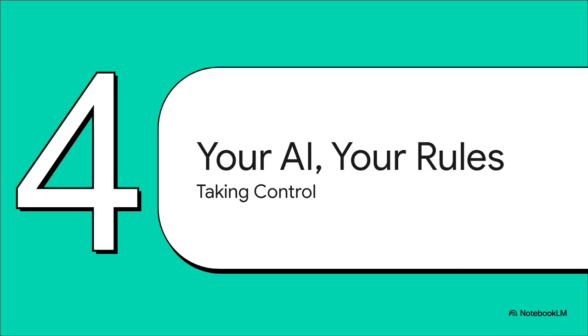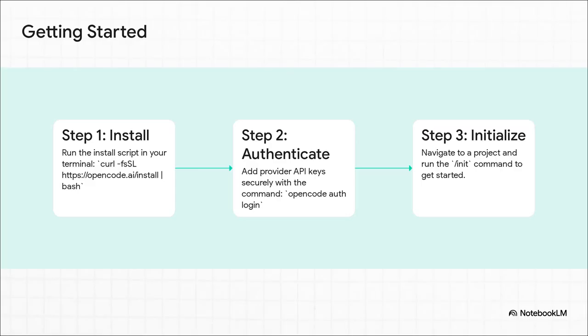Which brings us to the final and maybe the most exciting part of all this: empowerment. OpenCode isn't just about giving you different models to use. It's about letting you take complete control and mold the AI to fit your specific needs and workflow. And getting set up is ridiculously easy. Seriously. You run one command in your terminal to install it, then you use a simple auth command to securely plug in the API keys for whatever services you want to use. And finally, you just cd into your project directory, type /init, and you are good to go.